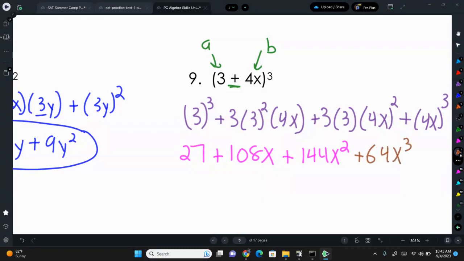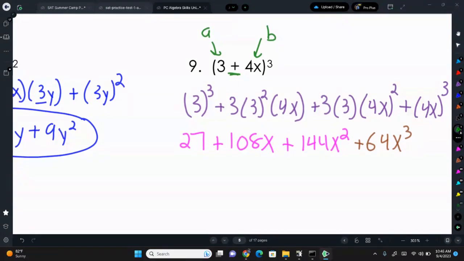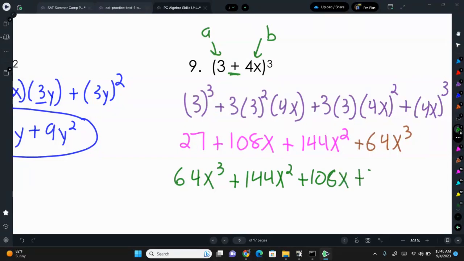Now, the direction said to write in standard form. This is not in standard form because the biggest exponent isn't in front. So we need to rewrite this where the exponents go in order. And that would be our final answer.